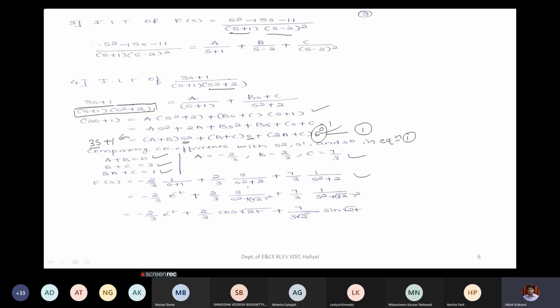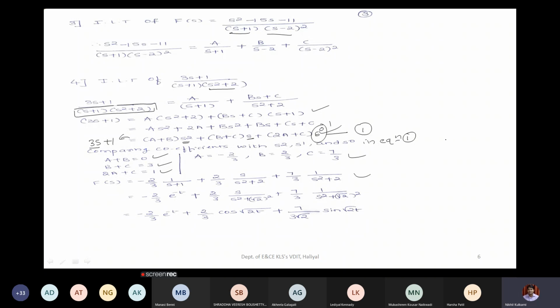Okay. Sometimes you may not get it in the standard form. Suppose here s square plus omega naught square is not there. So you have to adjust it, root 2 whole square. So it is now in the form of s divided by s square plus omega square, which is nothing but your cos omega t, right? So you can take omega equal to root 2.